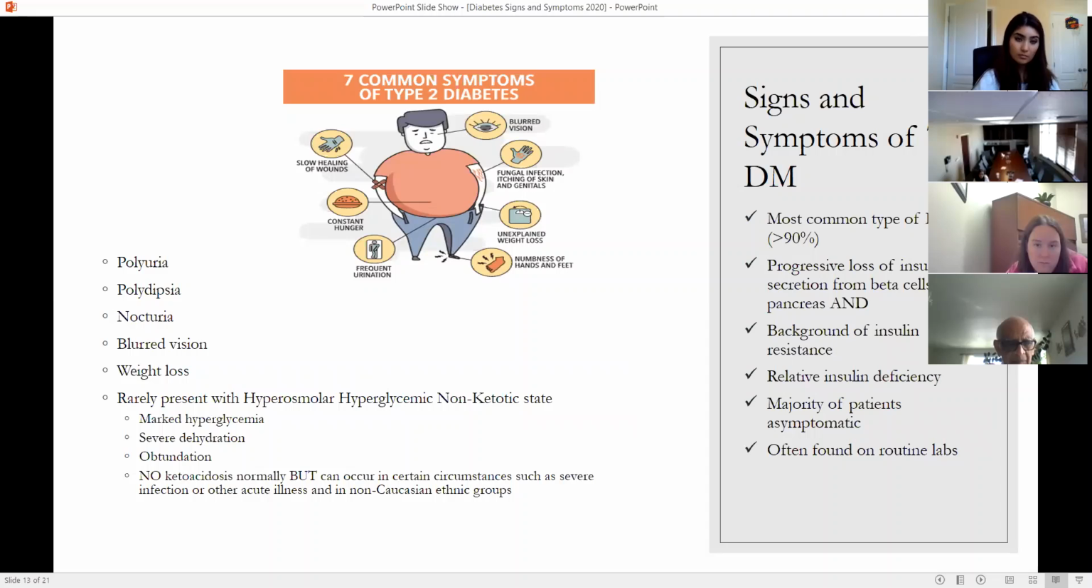Most patients present asymptomatic, and they're often found on routine labs, because we do these labs and their fasting sugars are up, and then we start watching. They can also present with similar symptoms to type 1. Some rarely will present with the hyperosmolar hyperglycemic non-ketotic state. With those patients, they have marked hyperglycemia, they're very dehydrated. They don't usually have ketosis, but in some instances they could, if they're ketosis prone or have some kind of infection going on, and they appear more obtunded. Next slide.